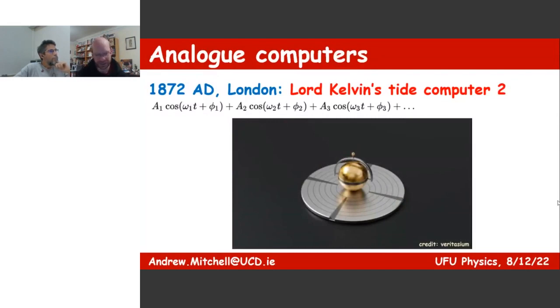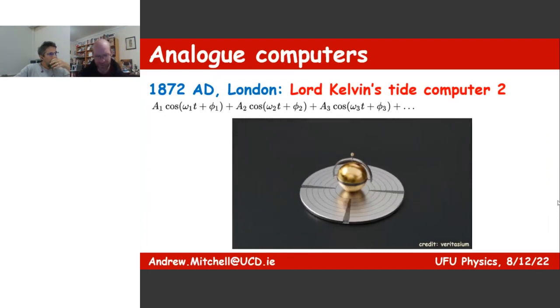Lord Kelvin basically tried to figure out a way to build a physical computer that could do this Fourier decomposition. So he wanted a mechanical integrator that could take the measured signal of the tides and work out these different modes. So if you've not seen this before, I think this is a truly amazing device.